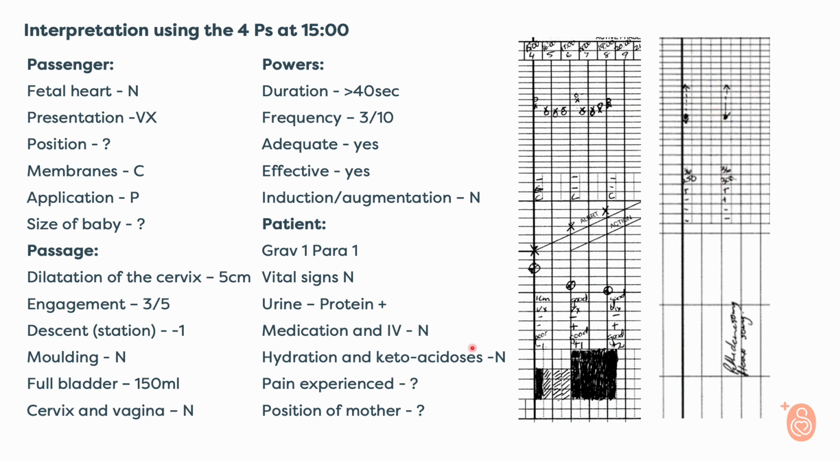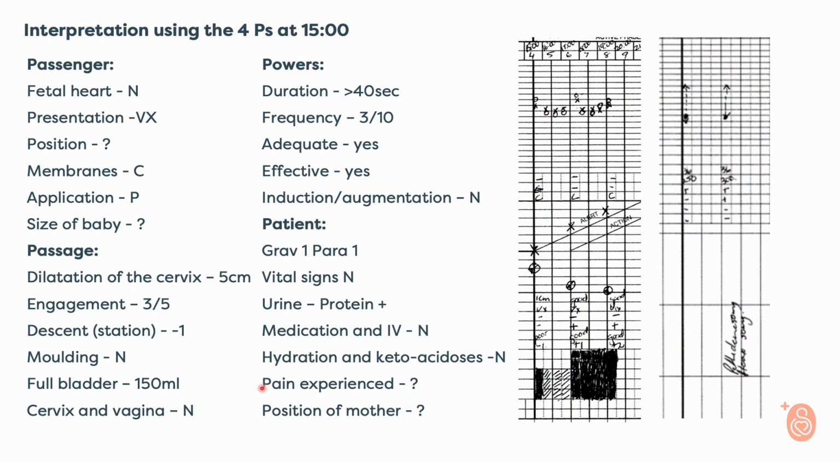As we can see here, there was still nothing recorded regarding any IV fluids or medication, and we see that there's no ketoacidosis; the urine is still 100% normal, and the hydration looks normal. There are no signs of dehydration. Remember, we've said that an increase in body temperature and an increase in the pulse might be signs of dehydration in the case of a mother that's in active labor, and we see none of that here.